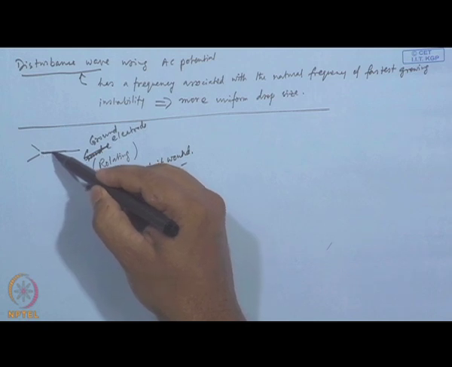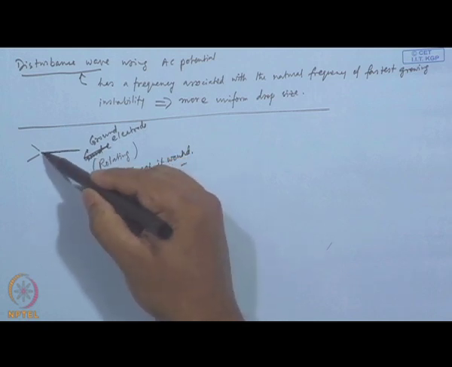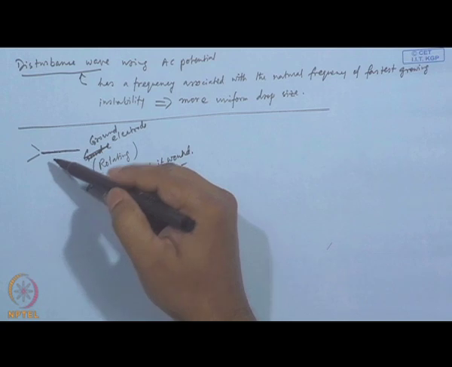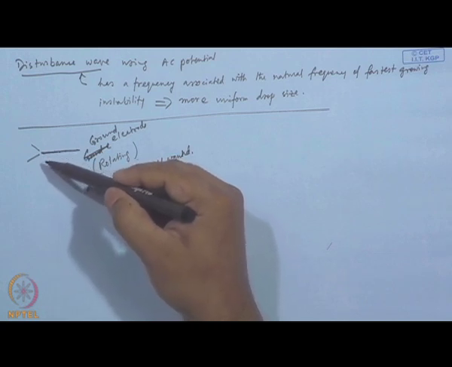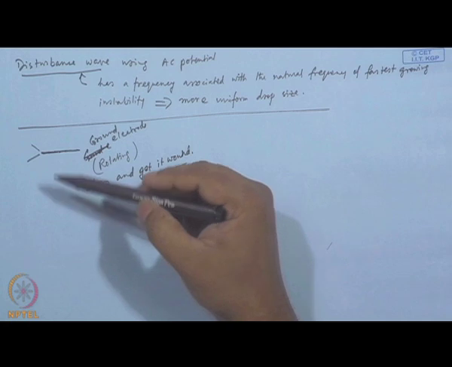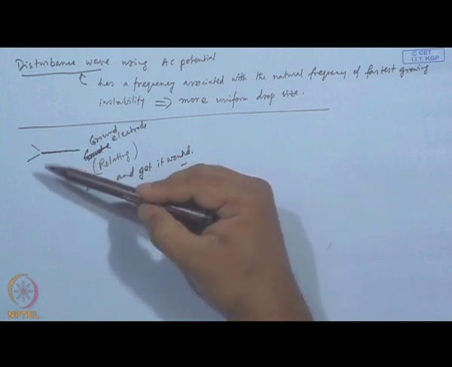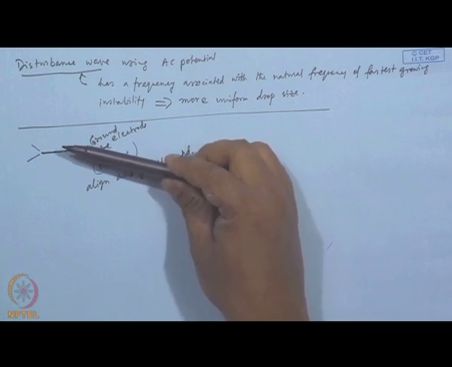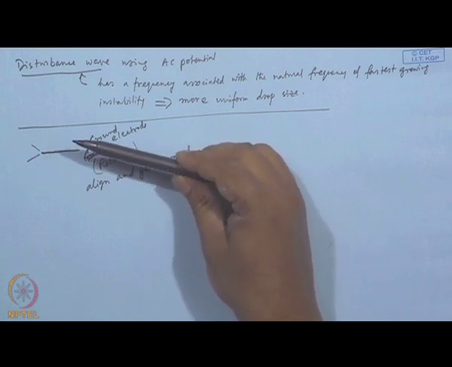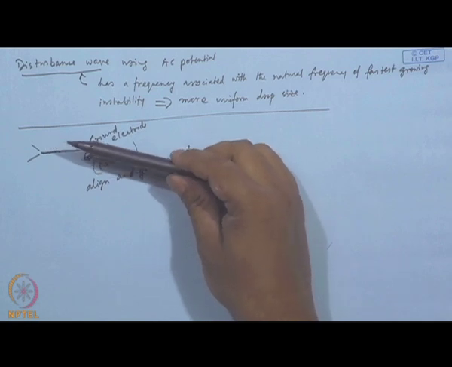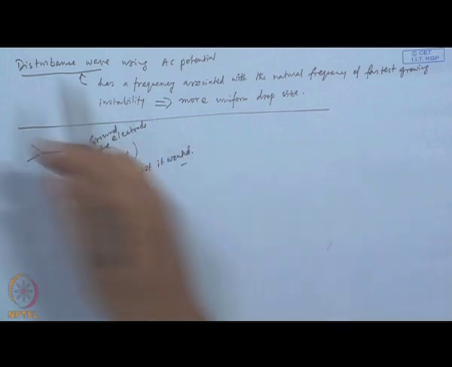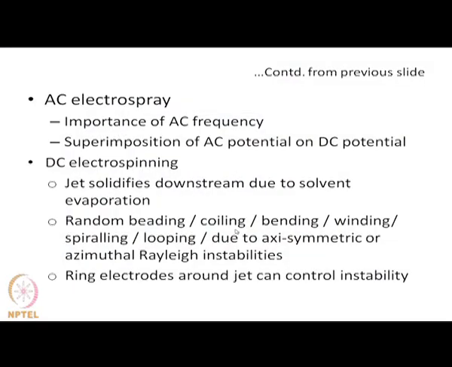But here the jet is evaporating. So, one can expect there would be an axisymmetric as well as an azimuthal instability. If there is an azimuthal instability, of course, you can expect that this jet will have some perturbations in the azimuthal direction. Similarly, in the axial direction there would be perturbations. So, they will be reflected in random beading, coiling, bending. That is what we mentioned here in this slide.